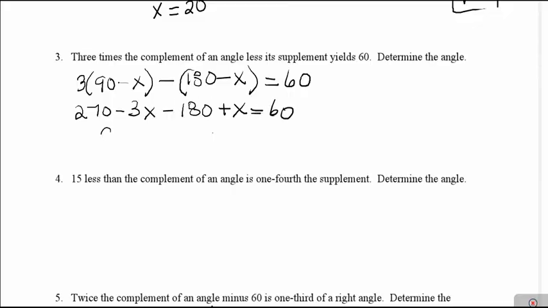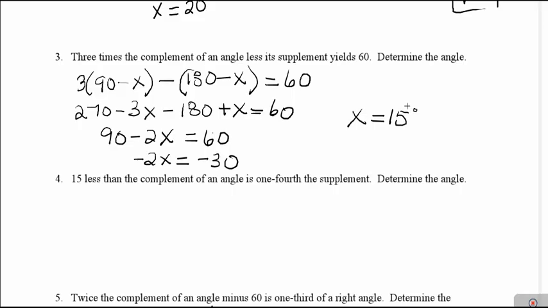Now if you take a look at example 3, it says that 3 times the complement of an angle less its supplement yields 60. So make sure you put a subtraction symbol, because less means to subtract. Yields means equals. Go ahead and double check to see that your initial equation is correct, and then check to see that you solved all the algebra correctly. So when you solve for x, you should get x equals 15 degrees.